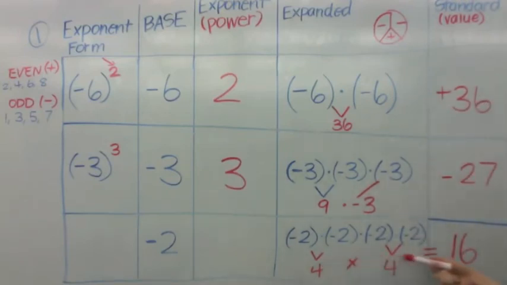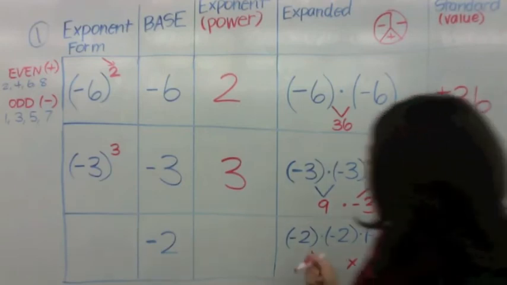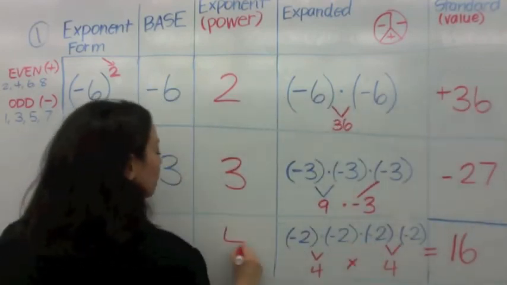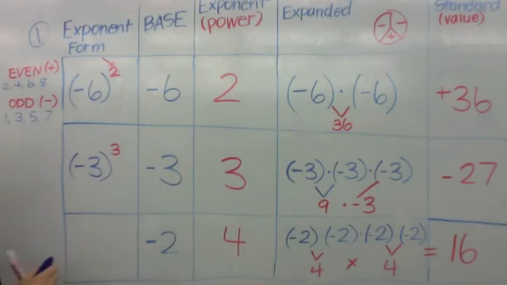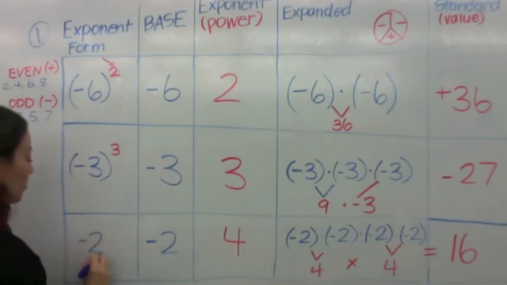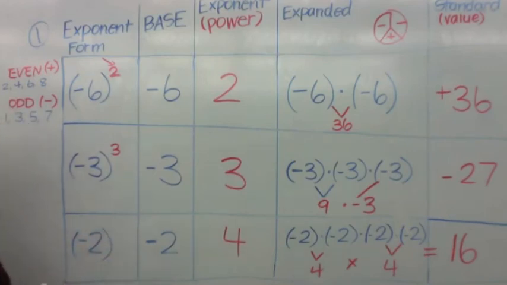So how many times did you multiply negative 2 by itself? How many 2's do you see here? You see 4. So the exponent form is negative 2 in parentheses to the power of 4. Go ahead and get that down. Very good.